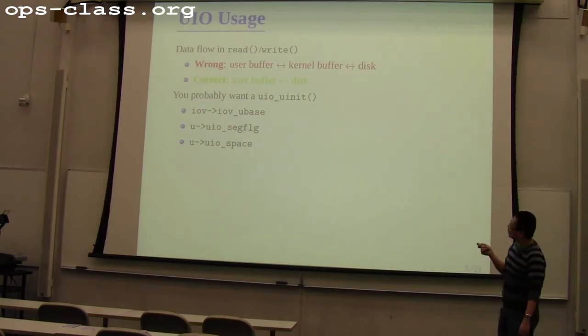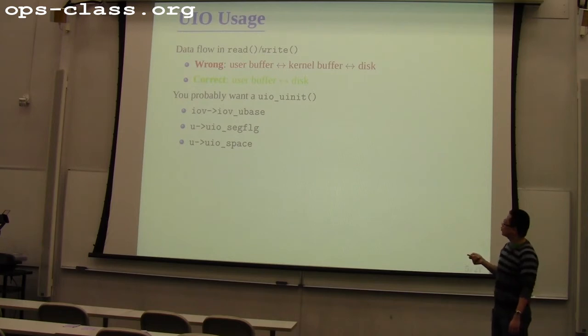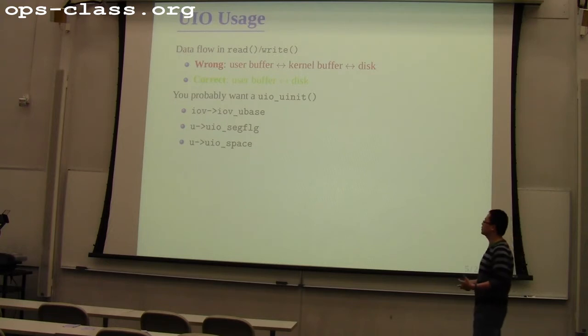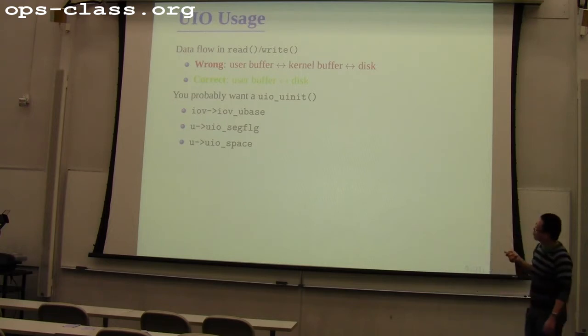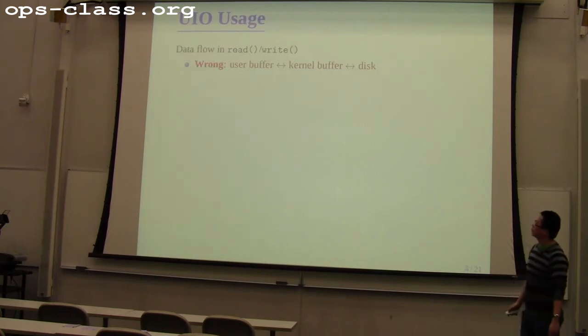And then secondly, the segment flag should be one of UIO_USERSPACE or UIO_USERISPACE. Normally it will be UIO_USERSPACE because you are copying the data. And the UIO space, which is the address space, you need to set it to the current thread's address space. After you make these three changes, you can conveniently change the uio_kinit function to the uio_uinit function, and then directly do the UIO between the user space and the disk. You don't have to do extra copying or use an extra buffer anymore.